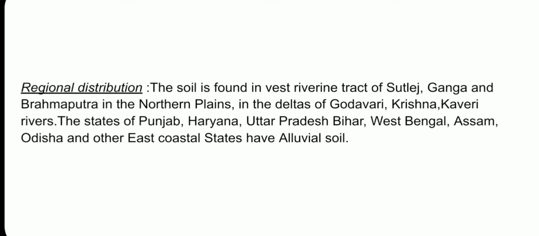Crops associated. Alluvial soil is very productive. Wheat, sugarcane, oilseed, pulses, rice, jute, etc. are grown on this soil. Regional distribution. The soil is found in the vast riverine tract of Satluj, Ganga and Brahmaputra in the northern plains. In the deltas of Godavari, Krishna, Kaveri rivers, the states of Punjab, Haryana, Uttar Pradesh, Bihar, West Bengal, Assam, Odisha and other east coastal states have alluvial soil.